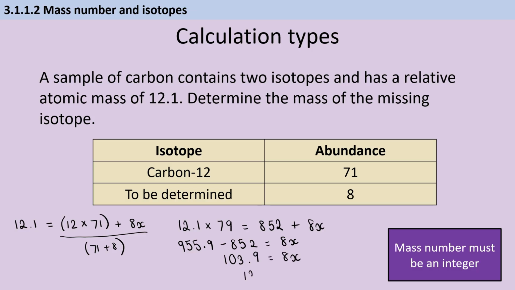Now in this instance, I'm going to find out that I actually have an answer that is not a perfect integer. But remember, mass number has to be an integer, so it's really important that I'm rounding before giving my final answer.